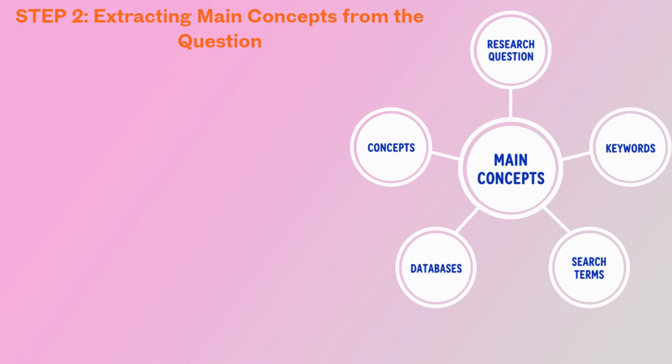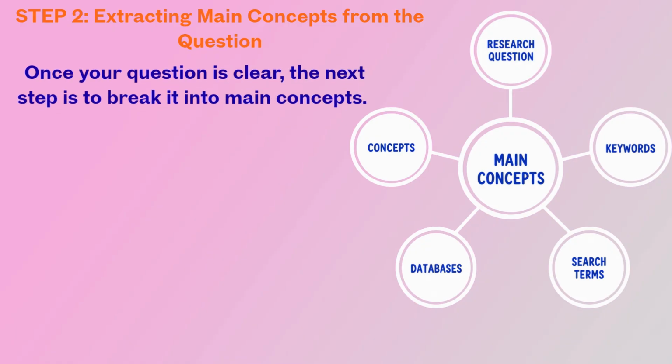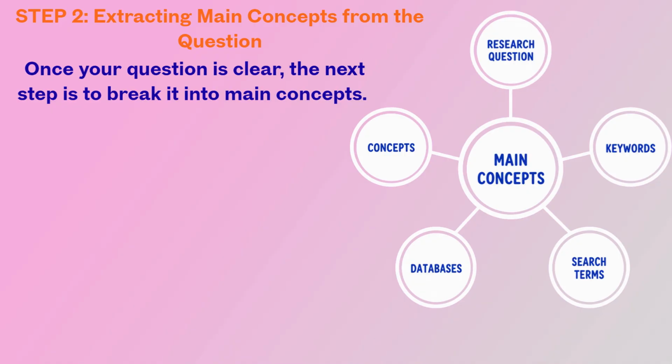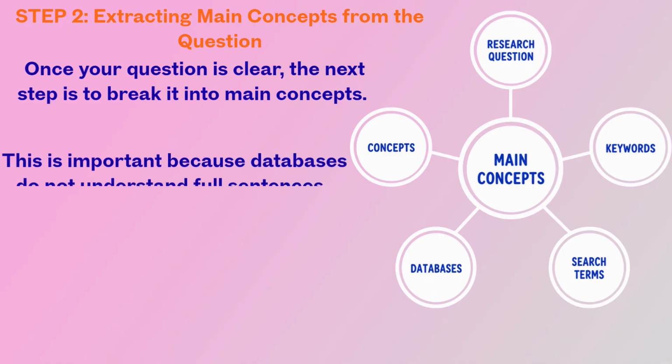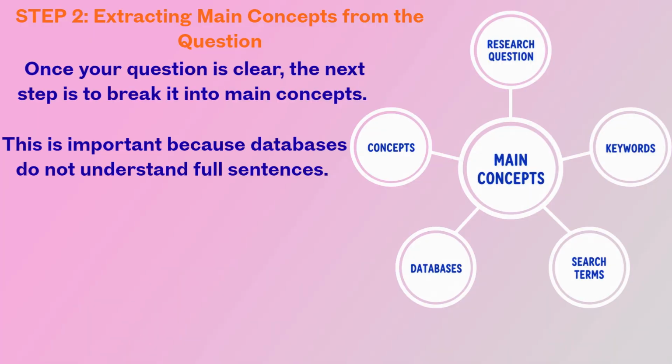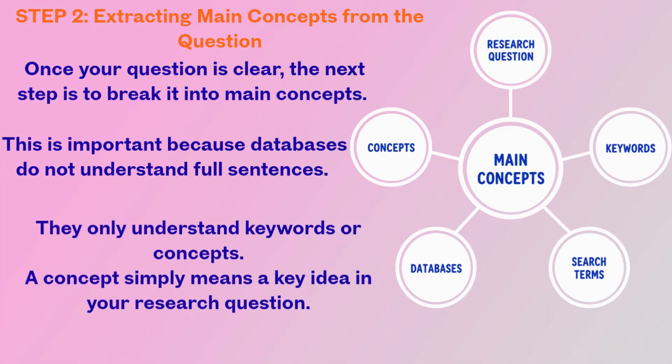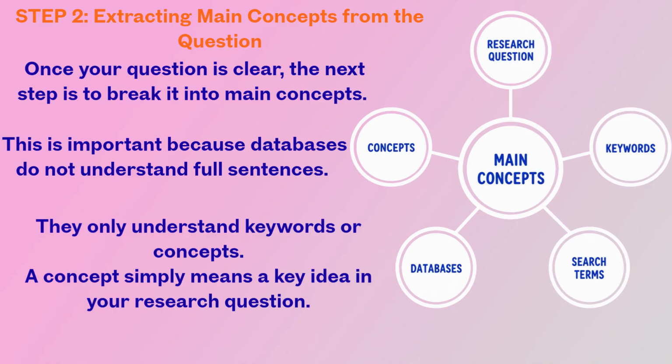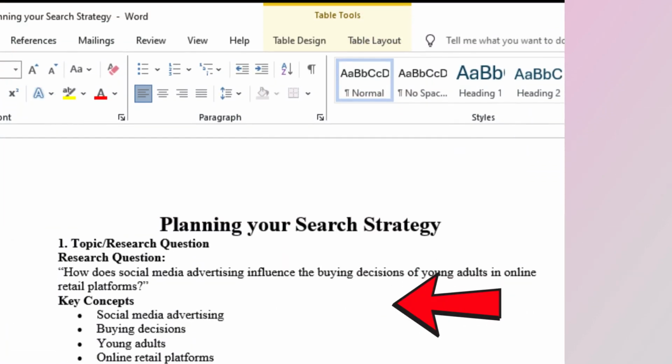Step 2. Extracting main concepts from the question. Once your question is clear, the next step is to break it into main concepts. This is important because databases do not understand full sentences. They only understand keywords or concepts. A concept simply means a key idea in your research question. In our example question, social media advertising influences buying decisions of young adults in online retail platforms. We break it into 4 clear concepts: social media advertising, buying decisions, young adults, online retail platforms.